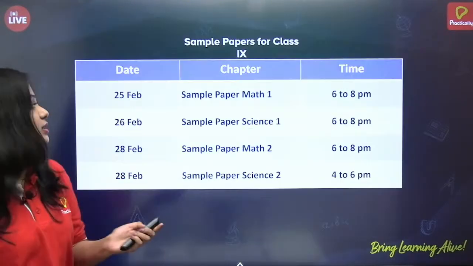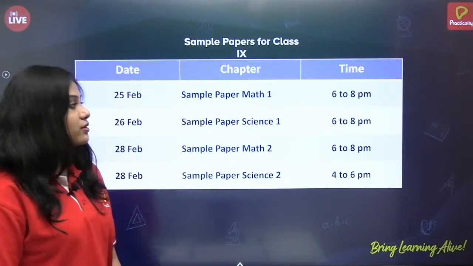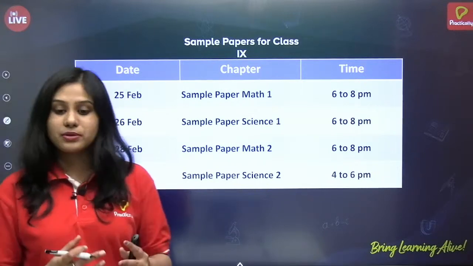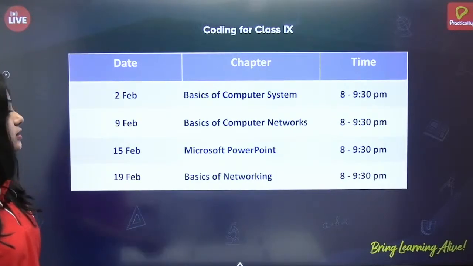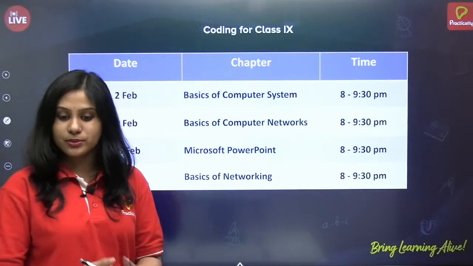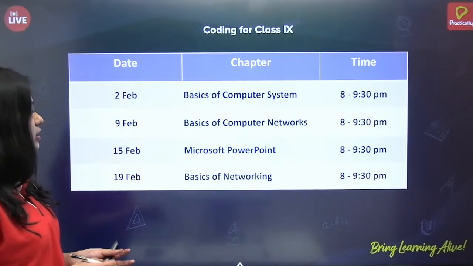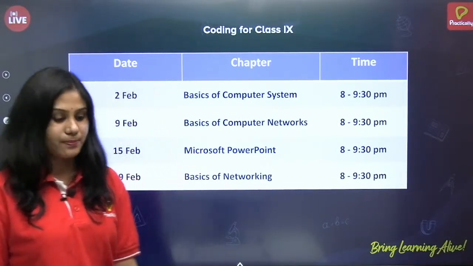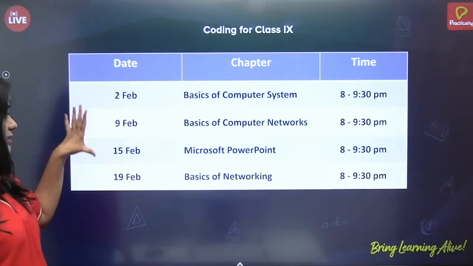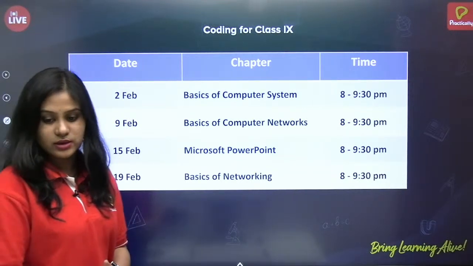Okay. So these are the sample papers. We will be checking the sample papers later after the completion of one shot, okay? Next is the coding for class 9, that is computer science. We will be dealing with all these 4 topics and the time slot is from 8 to 9:30 p.m. Okay? And these are the dates.